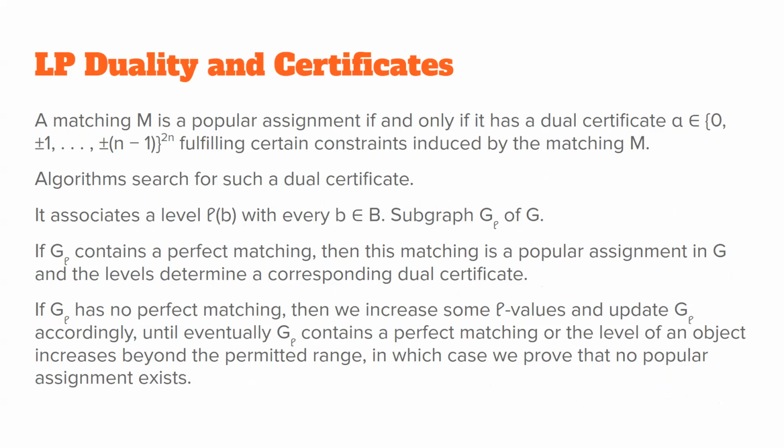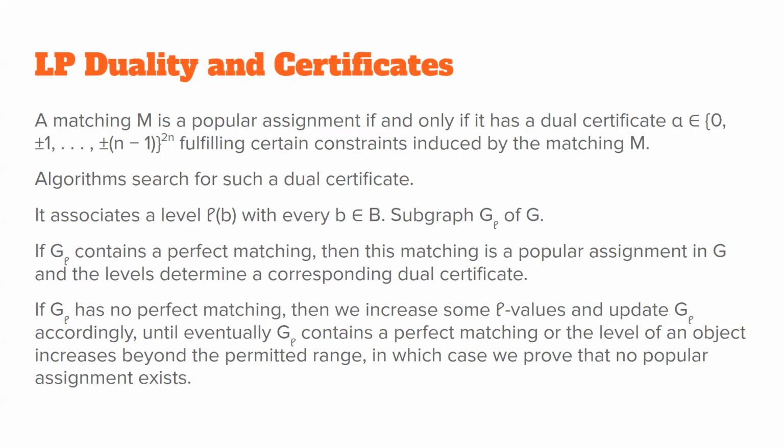So a matching M is a popular assignment if and only if it has a dual certificate alpha, fulfilling certain constraints induced by the matching M. The algorithms developed can be viewed as a search for such a dual certificate. It associates a level L(b) with every object b in B. This level function L guides us in constructing a subgraph called G_L of G. If G_L contains a perfect matching, then this matching is a popular assignment in G, and the levels determine a corresponding dual certificate. If G_L has no perfect matching, then we will increase the L values of some of them and update the G_L graph accordingly.